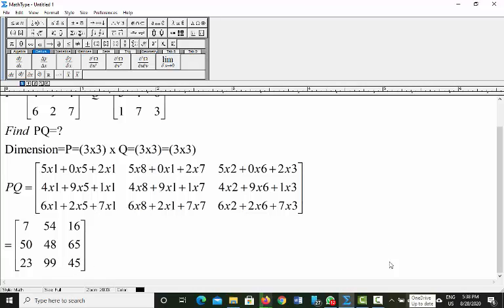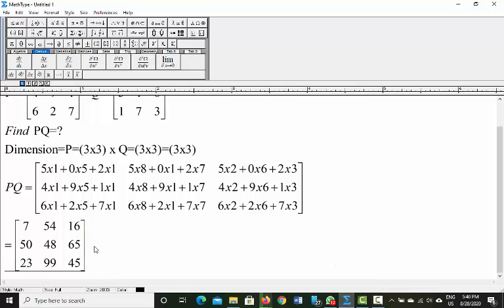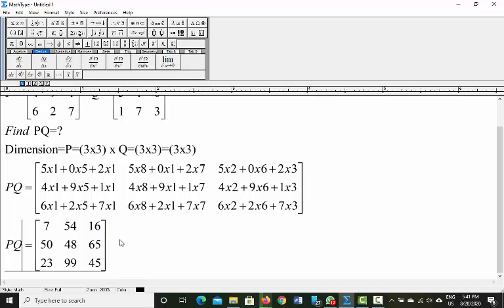So that is PQ. Let us revise again. Let us check if the calculation is correct or not. So this is PQ. After we have done the revision, we have checked it. This one is correct. So that means this is the multiplication of the two matrices P and Q. This is the PQ.